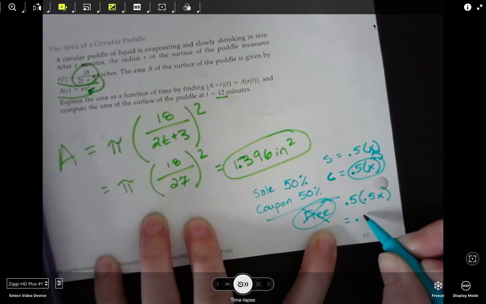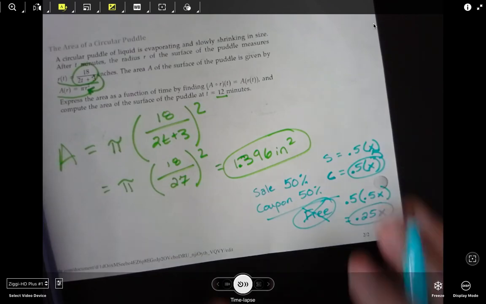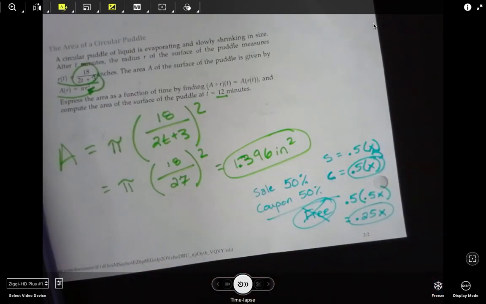which is 0.25x. This is the amount of money that you will end up paying at the end. You'll end up paying 25% of what the item was already. It's not going to be free. So this is another application of composite functions. It drives me crazy when people don't understand how that works. So there you go.